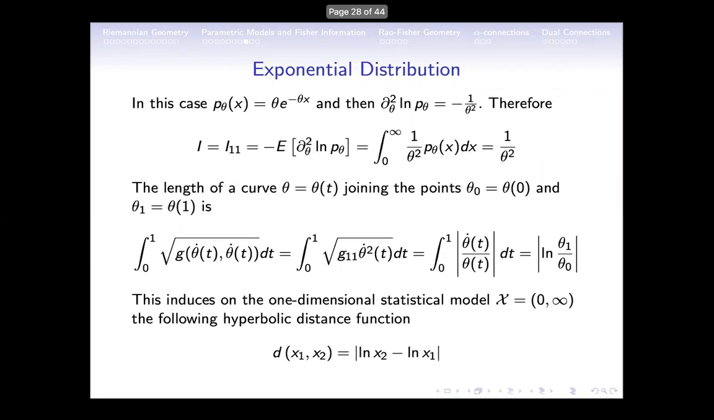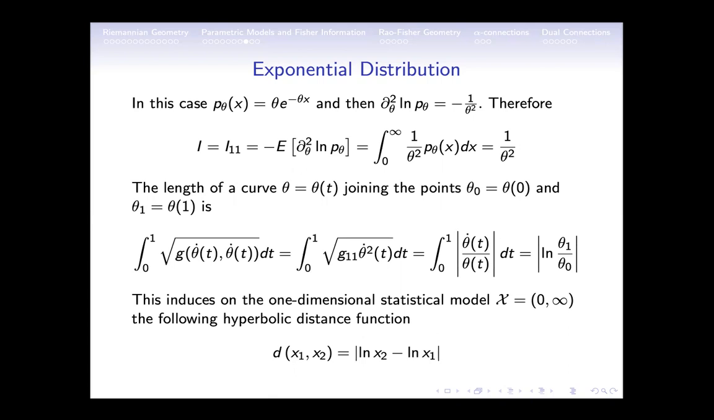So let's look at two examples, basically three. I shouldn't really be doing this example now because I haven't defined the Fisher-Rao metric yet, but okay. Let's start with the exponential distribution, the simplest one, I guess. So p theta x is theta e power minus theta x. Now when you differentiate with respect to theta twice, here there is only one parameter, right?